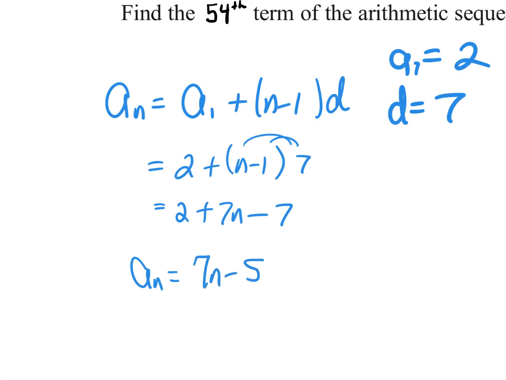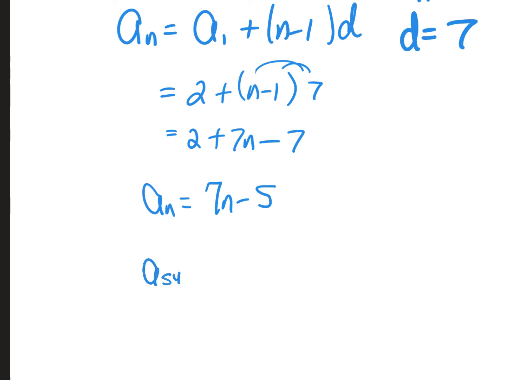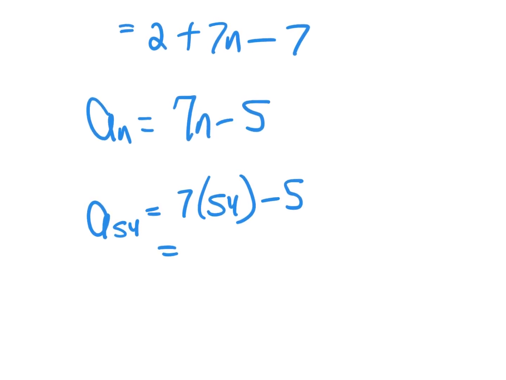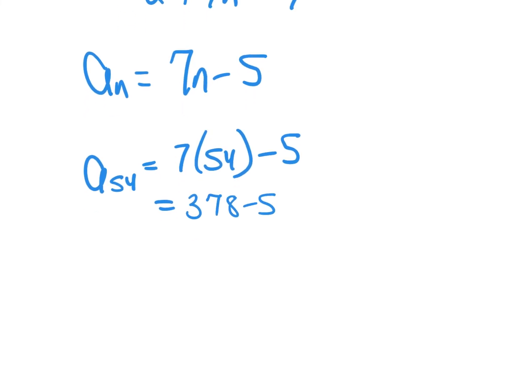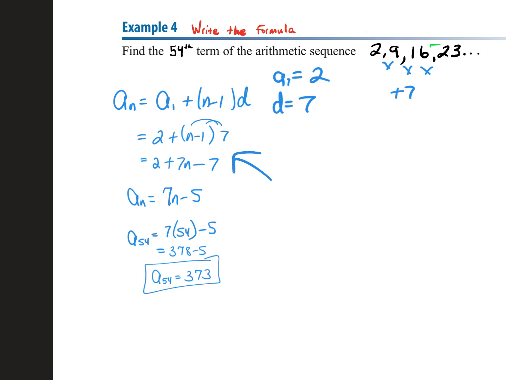Now that didn't answer the question because we want the 54th term. So what do I do with 54? So if I'm going to find the 54th term, I say 7 times 54. That's the term number I'm looking for. Minus 5. What's 7 times 54? 378. All right. So 378 minus 5 is? So the 54th term is 373. I need to see this part of where you got your rule to then how you got your answer.